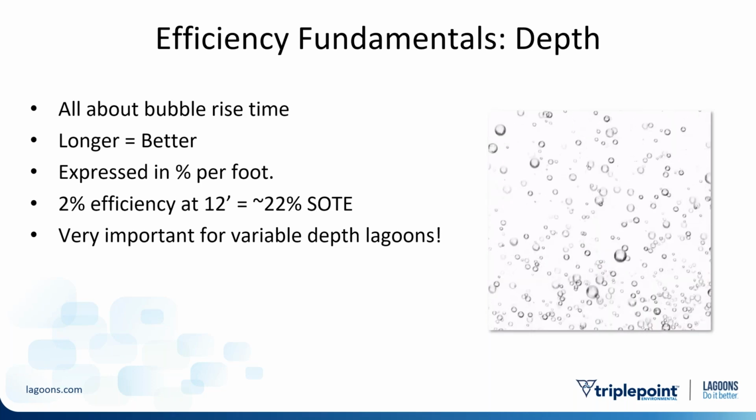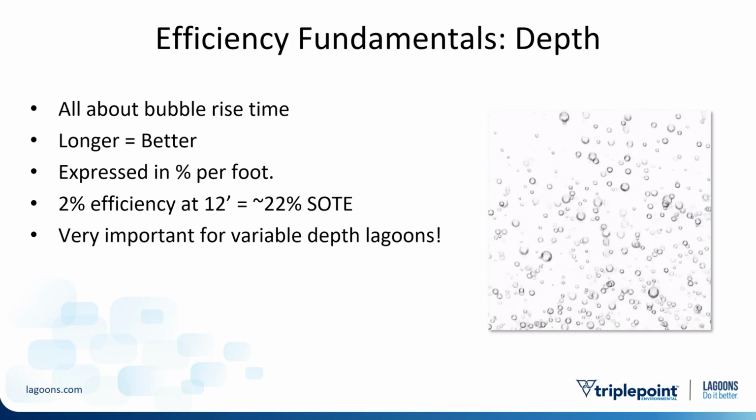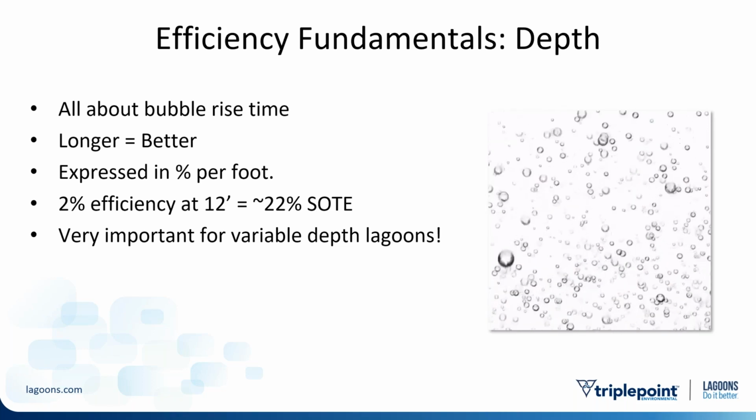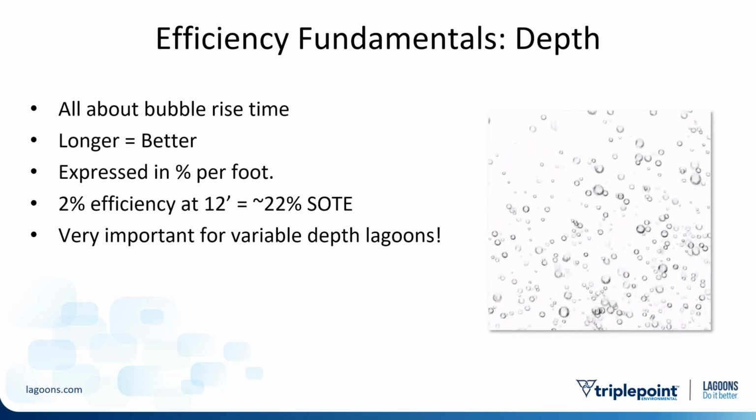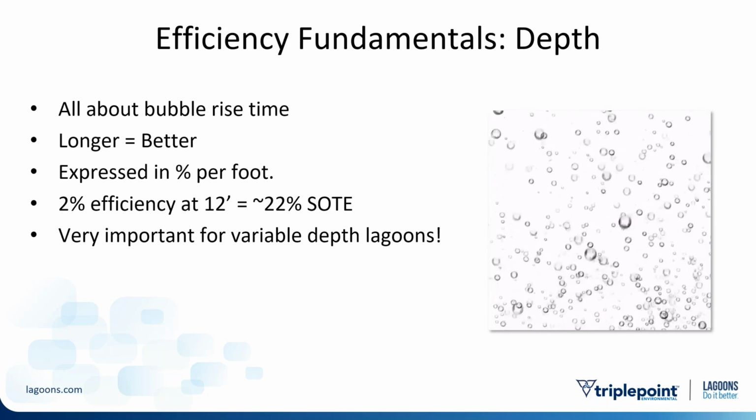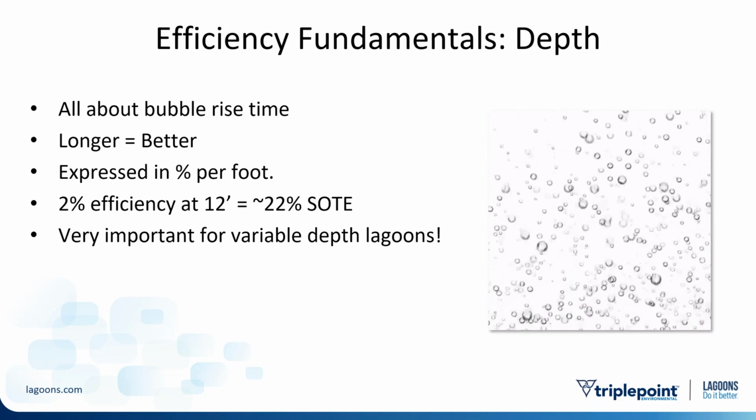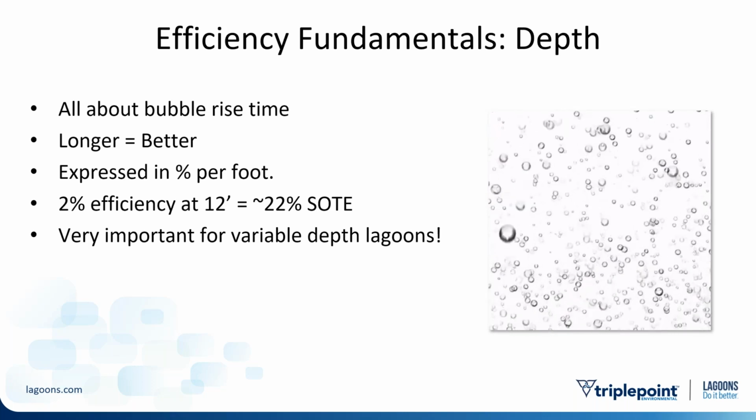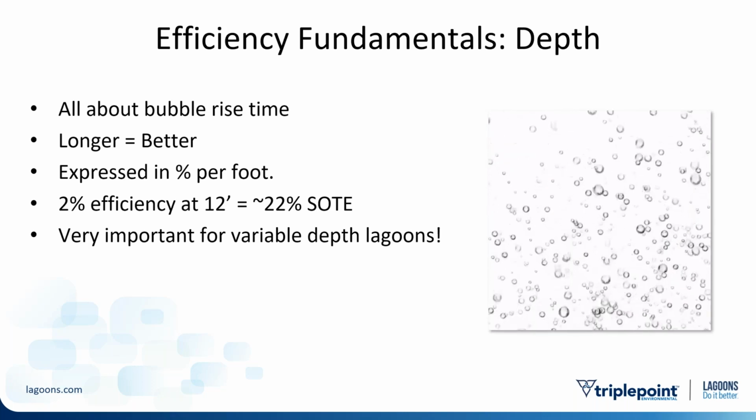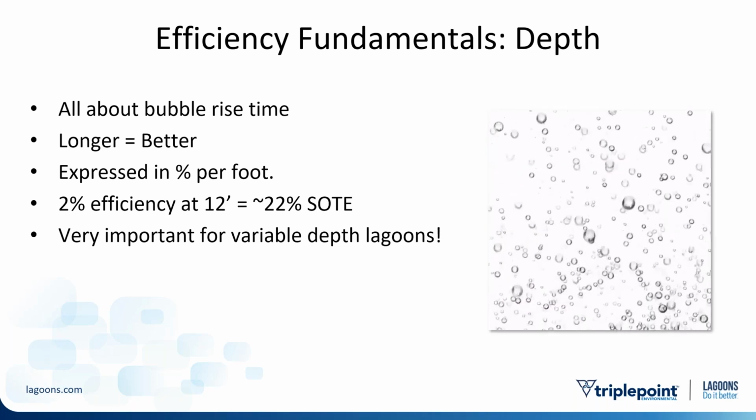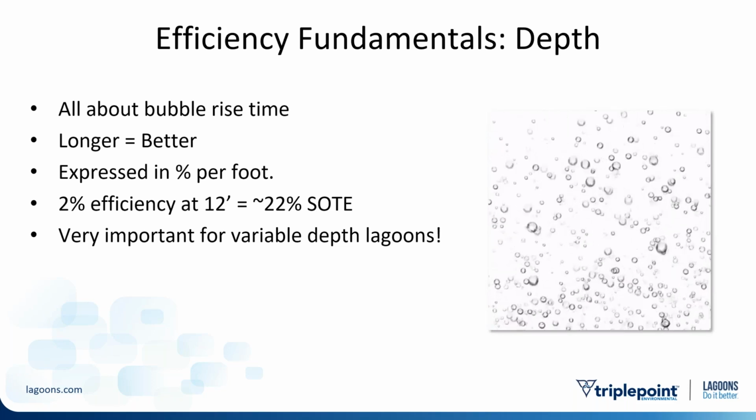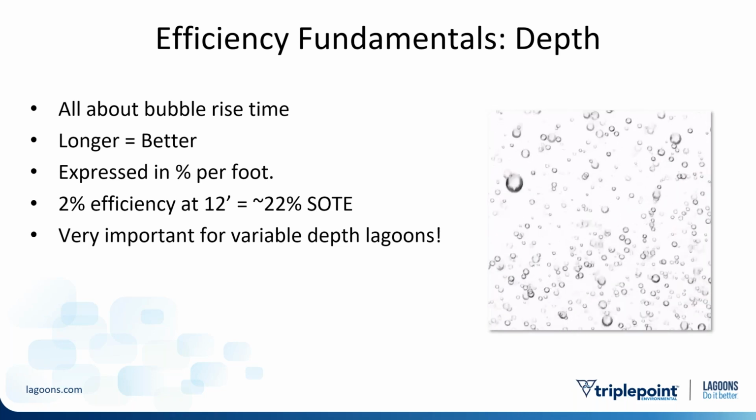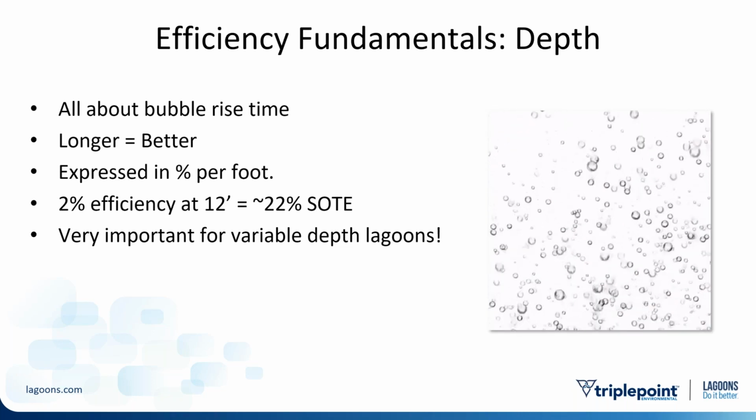So the deeper, the better. And it's expressed in percent per foot. A reasonable, normal efficiency for a diffused aeration system is 2% per foot. And if we're at 12 feet, we can expect to transfer about 22% of the oxygen in that bubble to the surrounding water. This is a really important factor for plants that have variable depth lagoons. If they're raising and lowering the lagoon depth, then they're changing the oxygen transfer constantly. I'll show you the impact of that a little bit later.